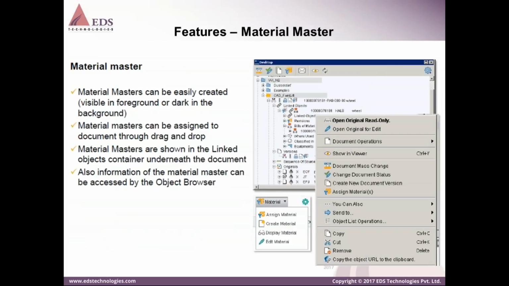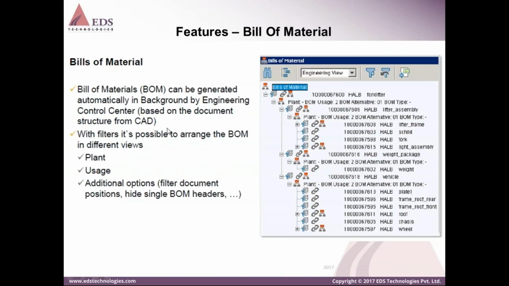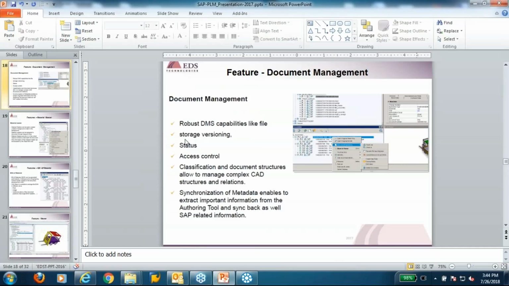Okay. So with the documents and the complete assembly with the parent-child relationship maintained, with the document structure that gets created, you can bring about the engineering bill of material and the manufacturing bill of material, which can be created with the document structure as the reference or the base. So with just one right mouse button click, you have options to create material masters, bill of materials, and so on.